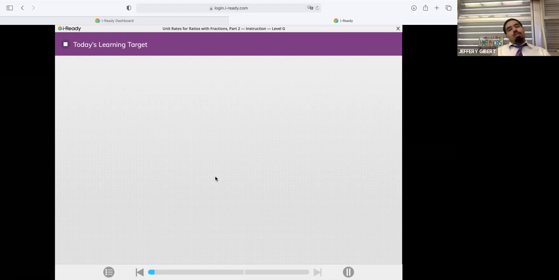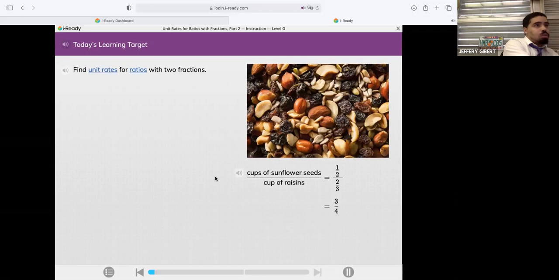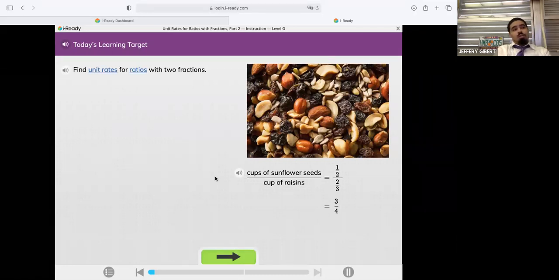All right. Here is today's learning target. Find unit rates for ratios with two fractions. All right, so just like last class when we were finding the unit rate, we're doing the same thing. This time both numbers are going to be fractions.